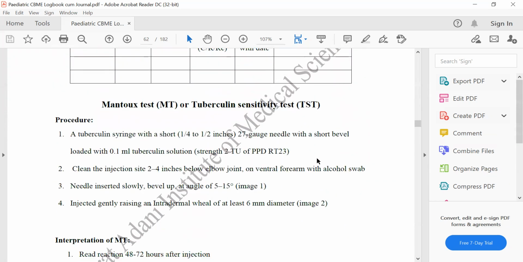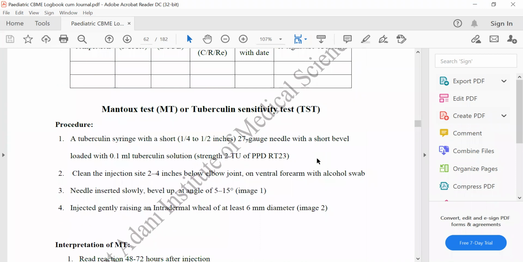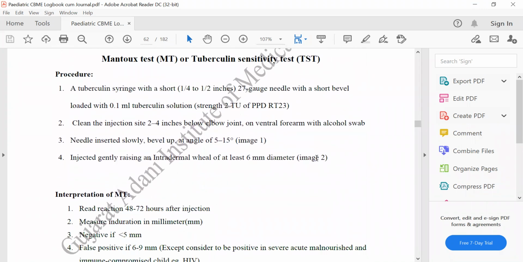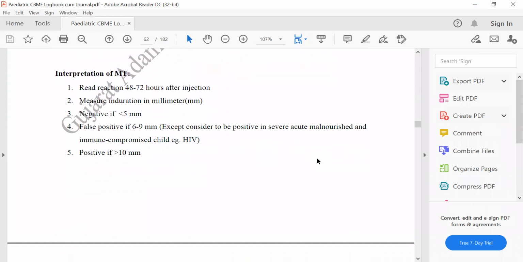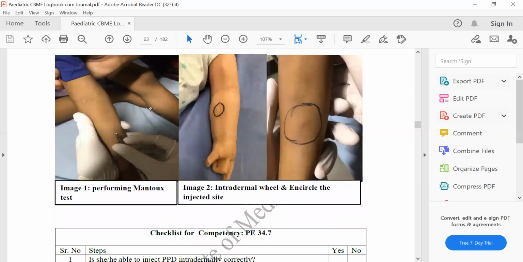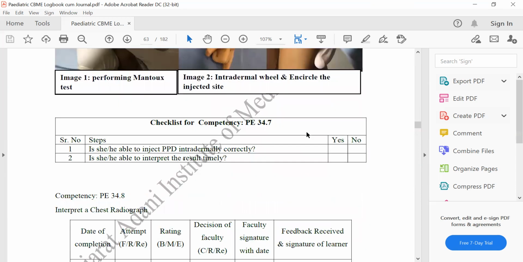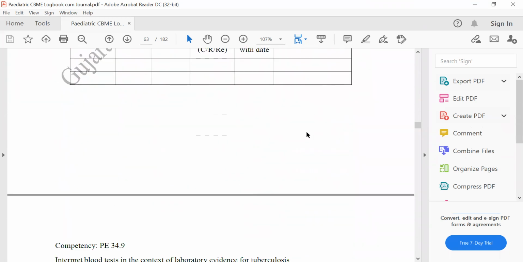Similarly for this also, I have put some information about the MT test, the TST, tuberculin sensitivity test, and how the student will interpret it. And after that, some pictures about the Mantoux. This is a picture of a patient, and this is on the mannequin, and this is again on a patient. So this is again the checklist for this.